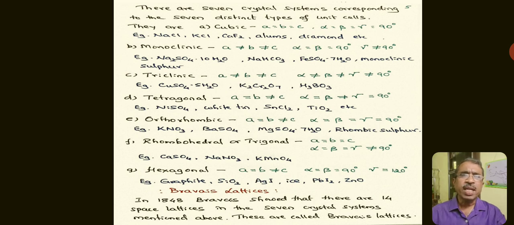The sixth one is rhombohedral or trigonal. In this case, a is equal to b, b is equal to c, and alpha is equal to beta, beta is equal to gamma, which are not 90 degrees. Examples: calcium sulfate, sodium nitrate, potassium permanganate belong to this category.